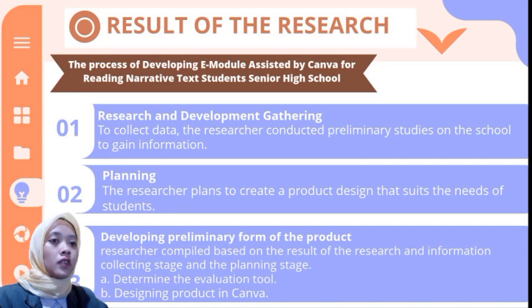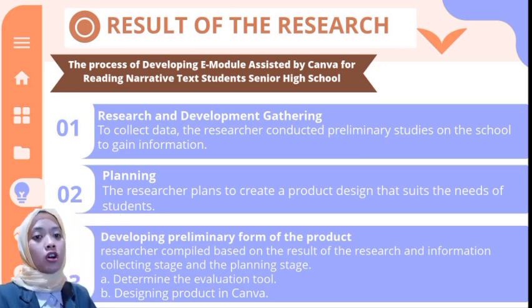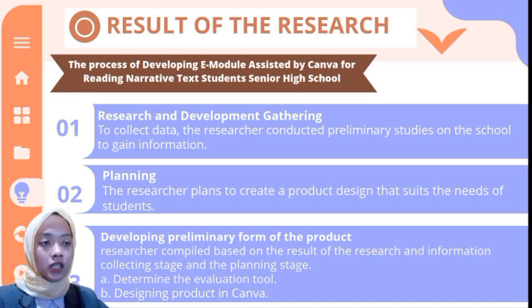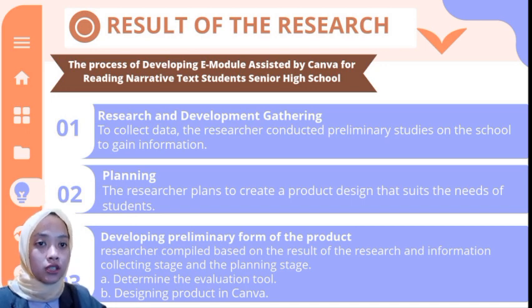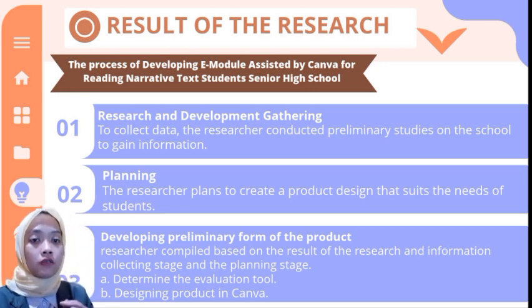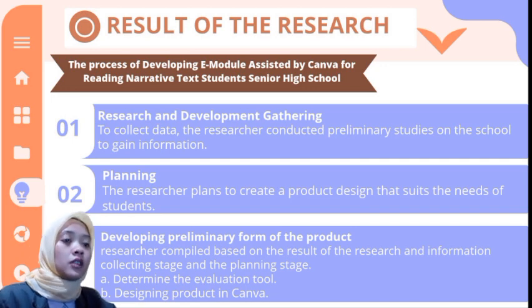And the third is developing the preliminary form of the product. The researcher compiled it based on the results of the information collecting stage and the planning stage. The first is determining the evaluation tool. In this stage, the researcher gives an assessment to the students. We give them questionnaires from Canva, and this can help them to improve their understanding and reading comprehension. And then designing the product in Canva.